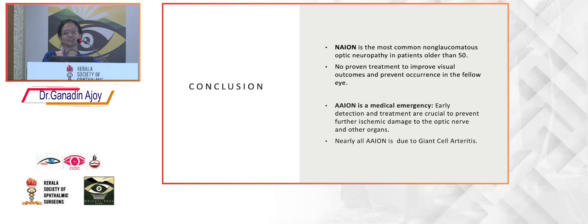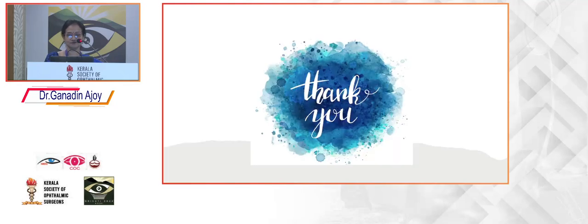So to conclude, NAION is the most common non-glaucomatous optic neuropathy in patients older than 50. No proven treatment to improve visual outcomes. Arteritic AION is a medical emergency, and nearly all are due to GCA. Thank you.